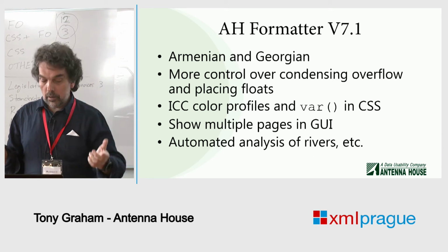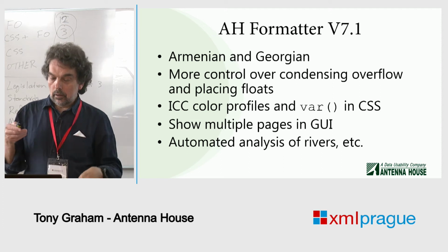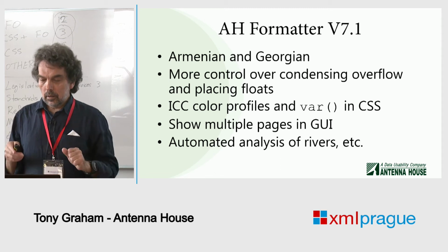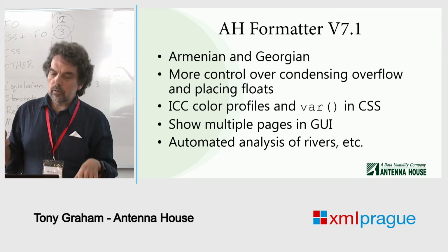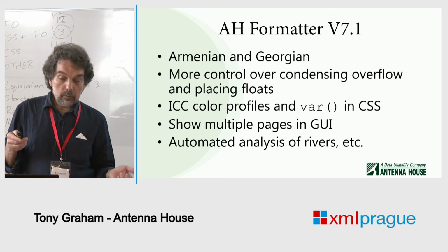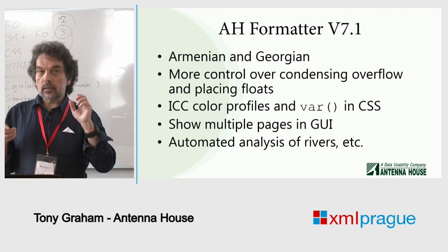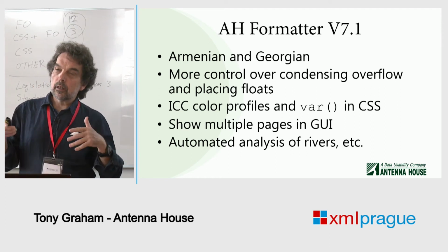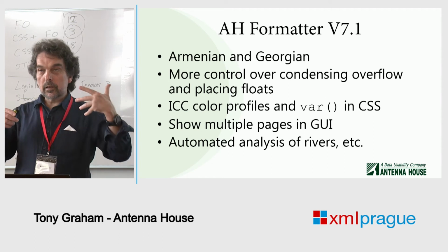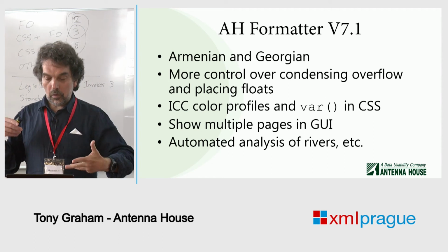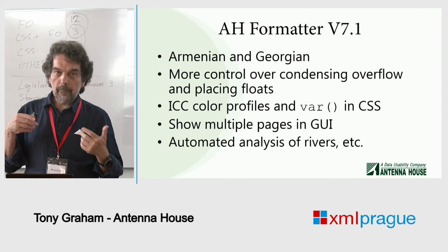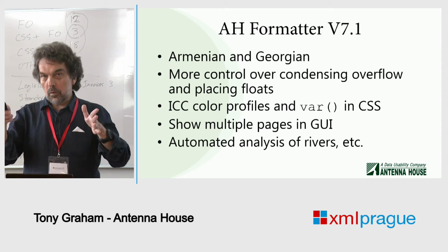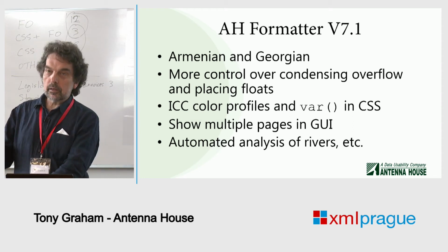The AH Formatter GUI, which happens to be what we're using, can show multiple pages at once, so you can see a bird's eye view of your formatted document. 7.1 added automated analysis of the formatted document, so you can find rivers, too many hyphens, too much white space in a line. If you have a lot of narrative text, you don't want to have to look through every page and try to find where things didn't work out. You can set limits on how much white space should be in a line, and it will detect it for you and tell you.